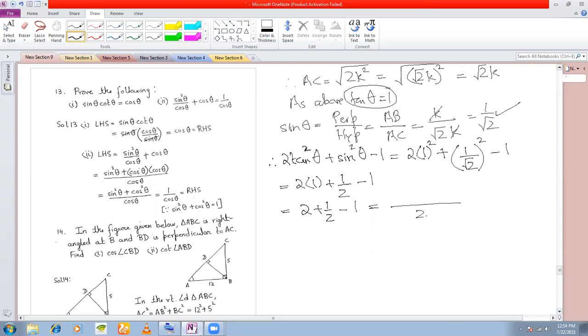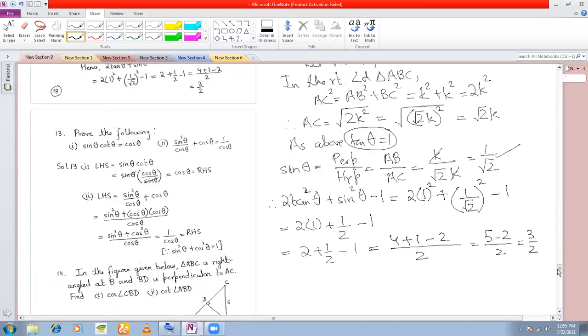Now you can take the LCM. 4 plus 1 minus 2, which is 5 minus 2 by 2, which is equal to 3 by 2. And that's your answer. 3 by 2 should be your answer. Clear with this? Or any question you have?